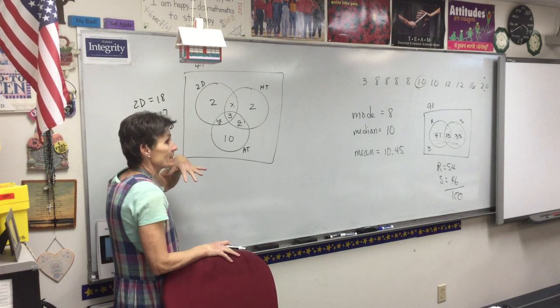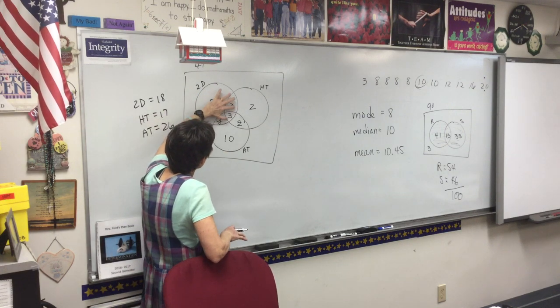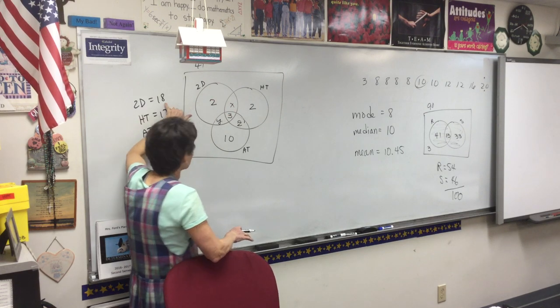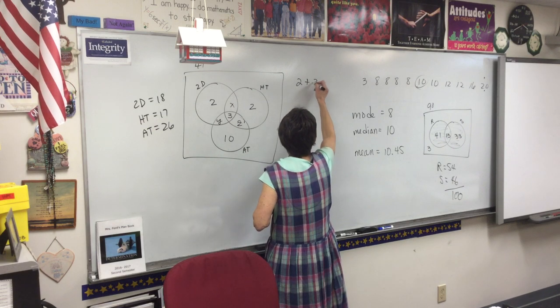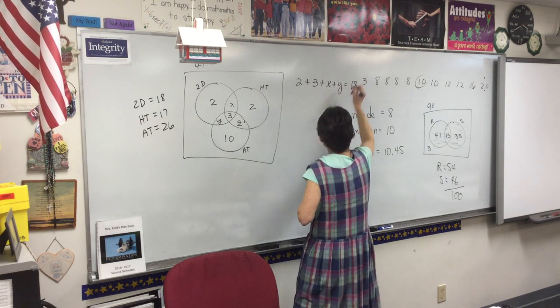two plus three plus x plus y. So I start writing equations for each circle. Because this whole thing, the whole 2D circle, has to add up to 18, right? So 2 plus 3 plus x plus y has to add up to 18.